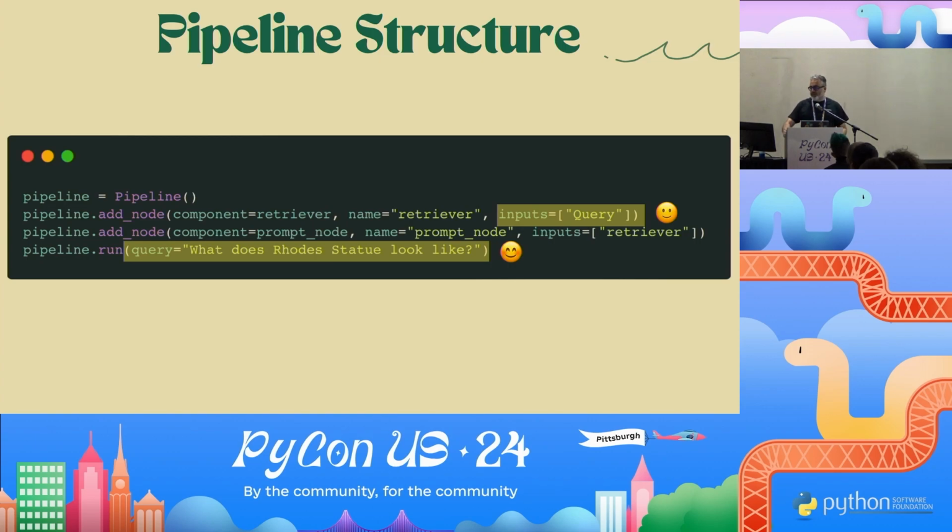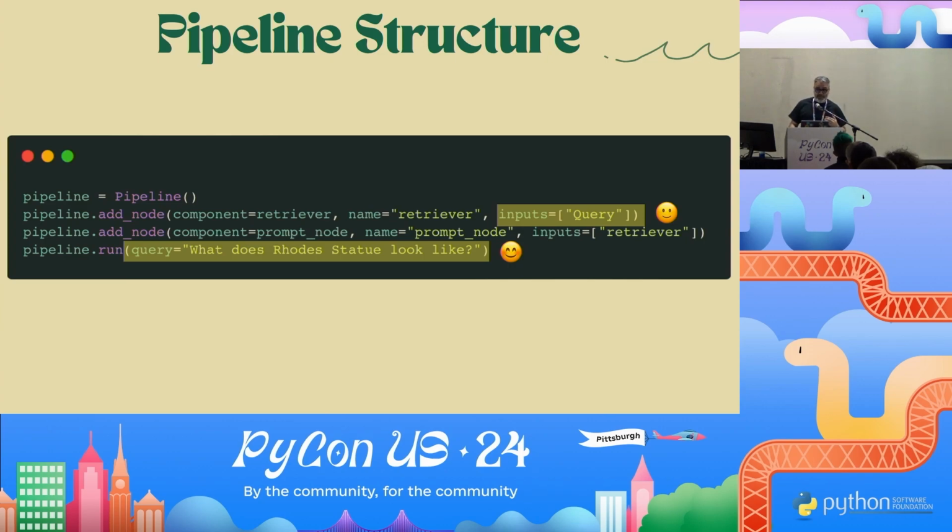Another component, the PromptNode that we have seen before, another set of inputs, fine. Finally, you run the pipeline. You actually put this in action. And in order to run the pipeline, you have to pass what the first node requires in input, which is a query. Fine, it's a retrieving pipeline, so I can pass a query. What does the Rhodes statue look like? Give me the answer. So far, so good.